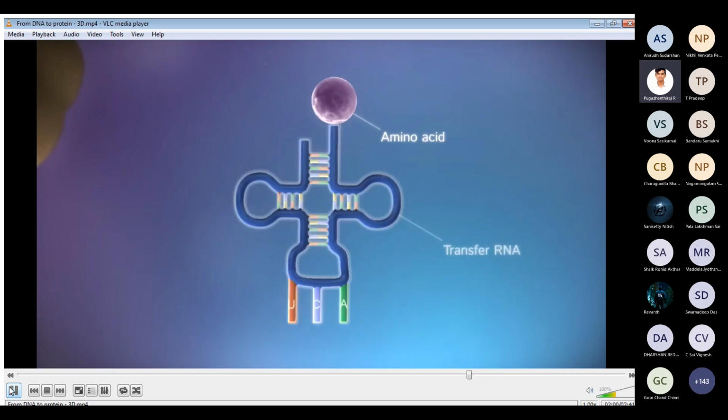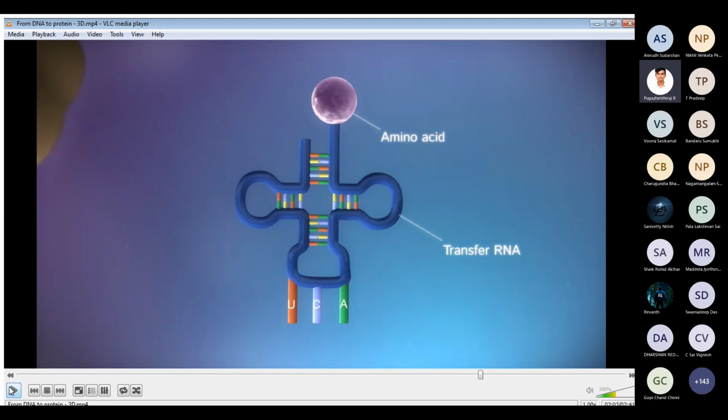Transfer RNA molecules carry the amino acids to the ribosome. Are you able to understand what tRNA is? This tRNA will have three nitrogenous bases which will be complementary to whatever is there in the mRNA. Only then will it exactly fit. If the order is changed, it will not fit.